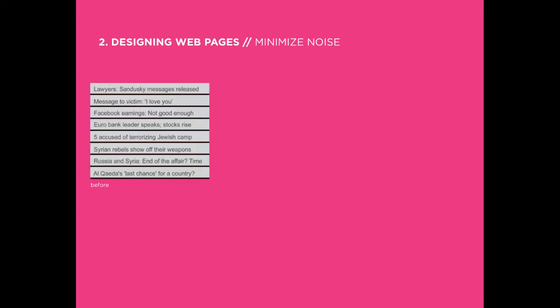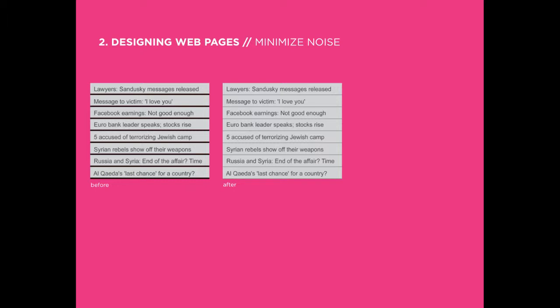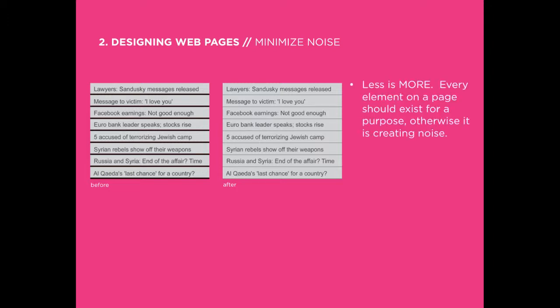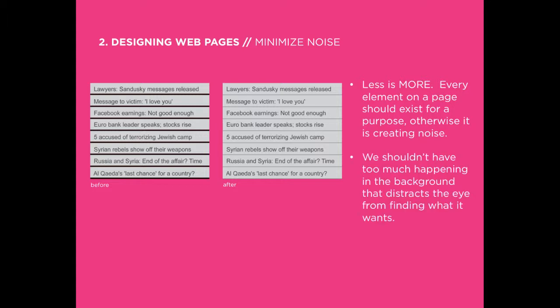Minimize noise. The example on the left is quite noisy because those bold lines are unnecessary. The one on the right is quite comfortable to see and read because the bold lines have been replaced by thin lines. Less is more. Every element on a page should exist for a purpose, otherwise it is creating noise. We shouldn't have too much happening in the background that distracts the eye from finding what it wants.